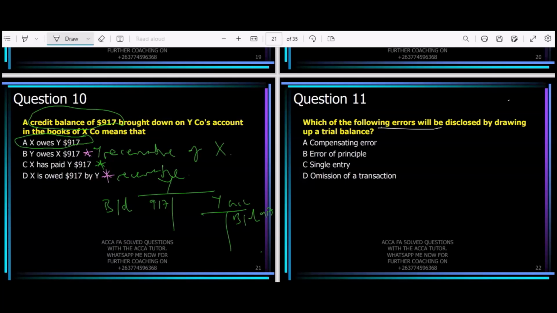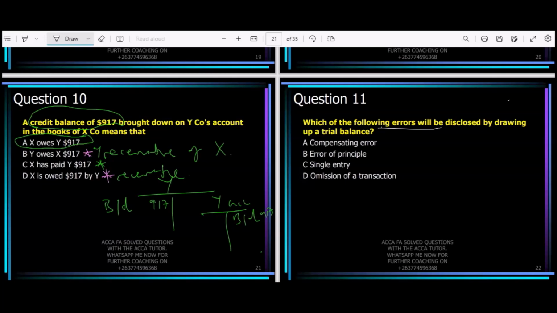Okay, so in this case you were supposed to identify those errors which will be disclosed by drawing up a trial balance. So let's start with the compensating error.